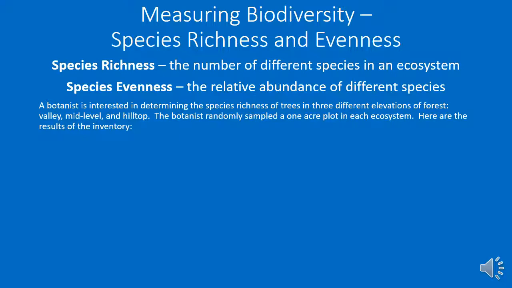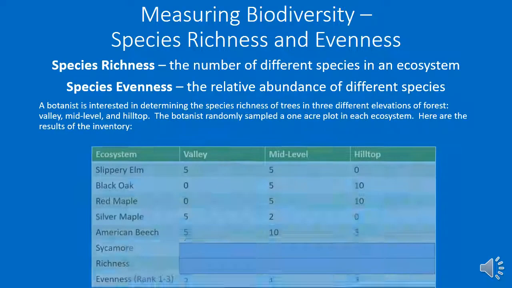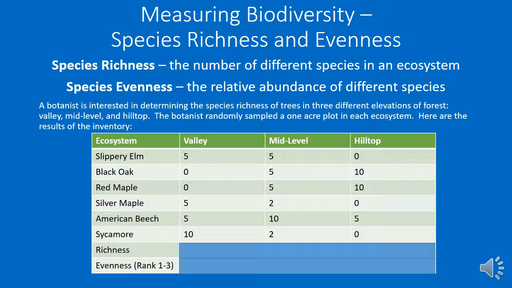And so this botanist goes out and randomly samples 1-acre plots at each of these ecosystems: down in the valley, on the middle of the hill, and up on top of the ridge. And so here's the results we get. So we're looking at this chart here.